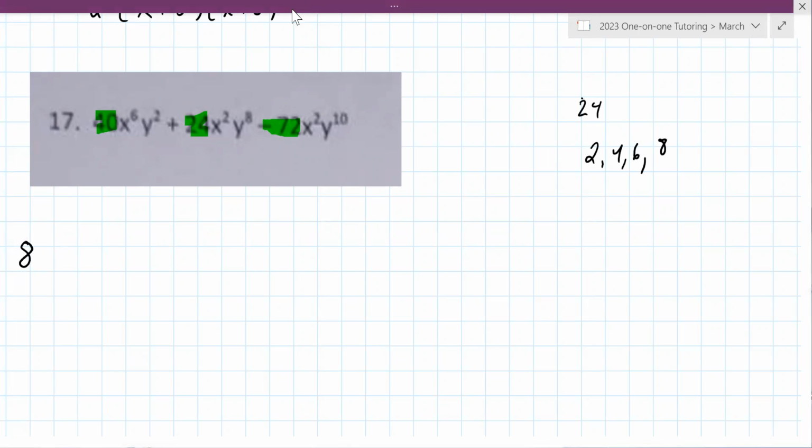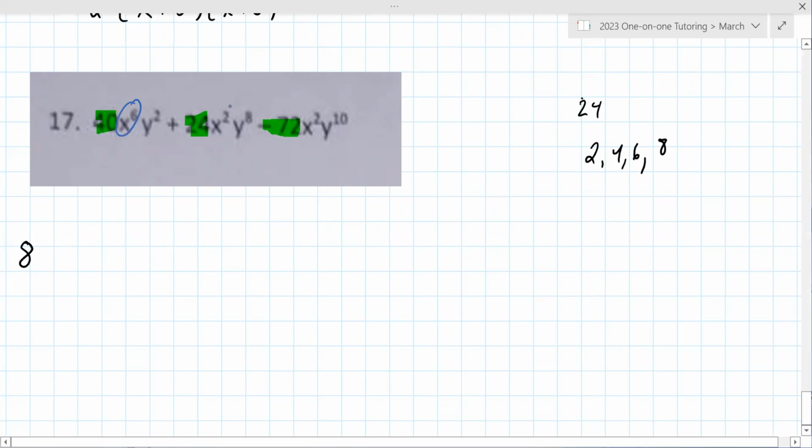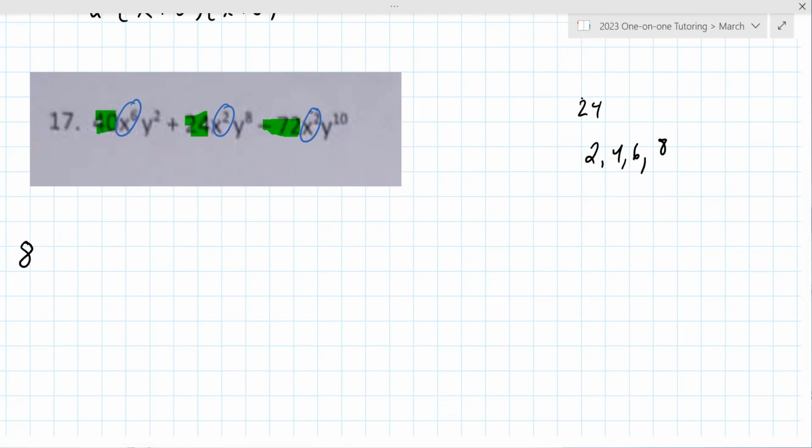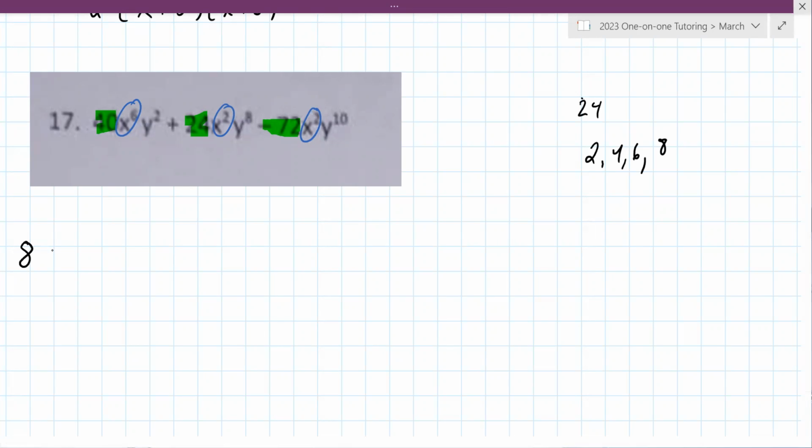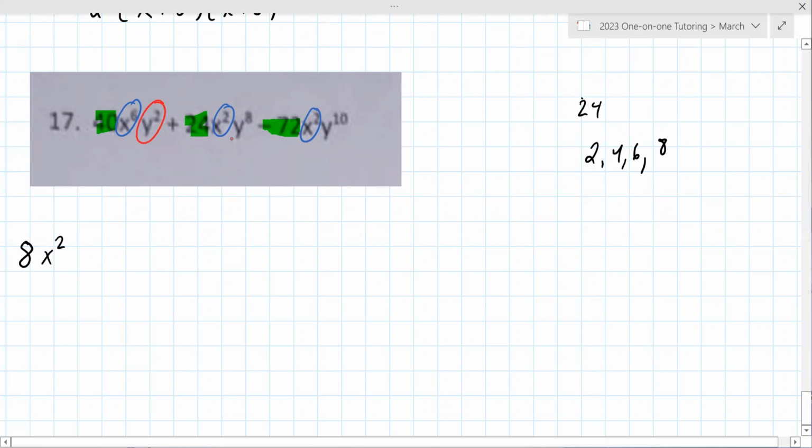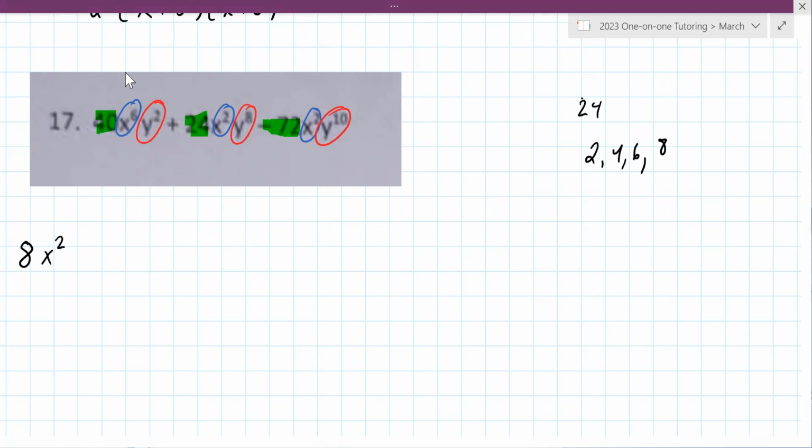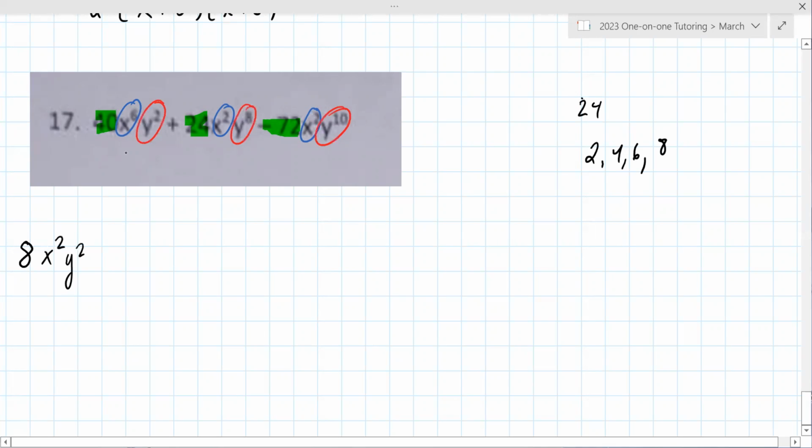Now, next thing you do is you look at the x to the 6th, x squared, and x squared, and you find the smallest exponent. So x squared. And then y squared, y to the 8th, y to the 10th, y squared. y squared, yeah. So you're dividing each of these by it.